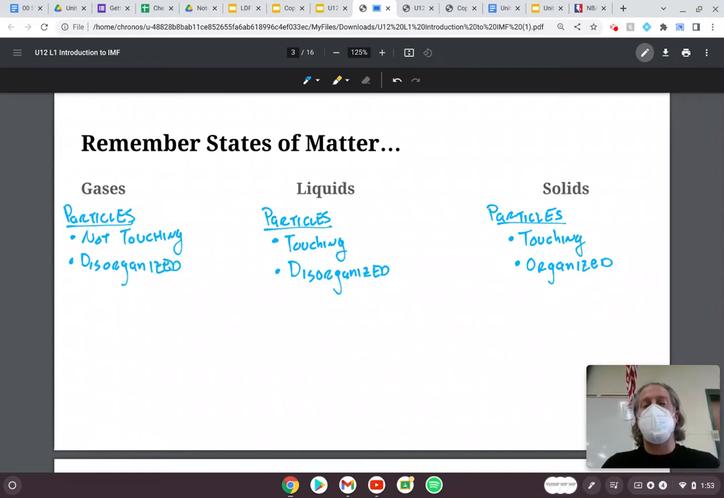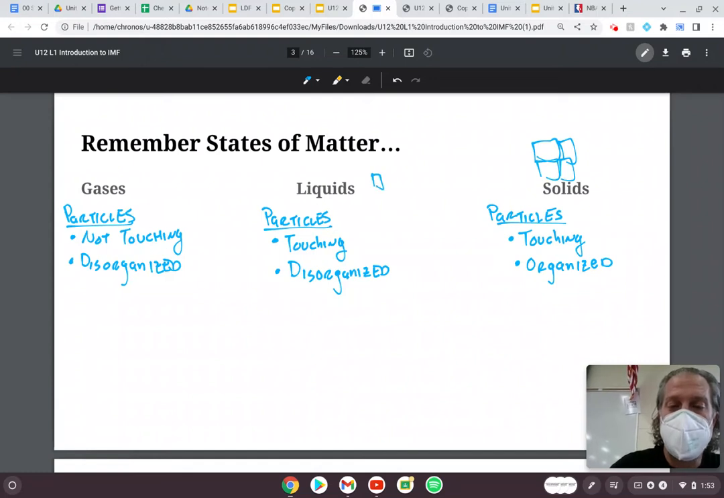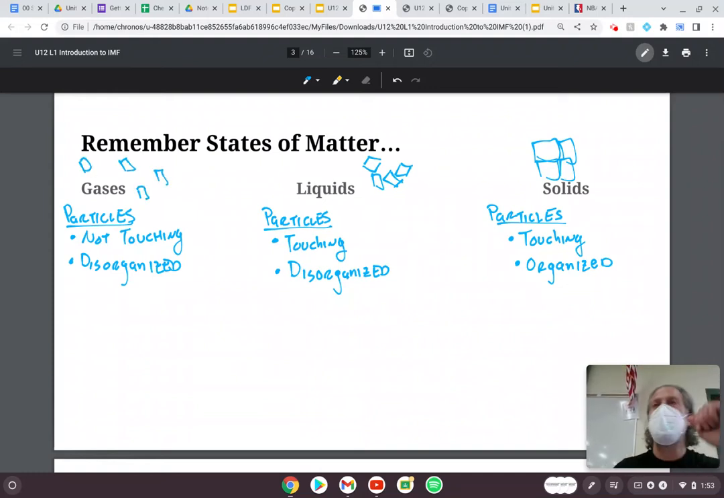When you think about it, go back to the model of matter diagrams that we drew. For a solid, we would generally draw a couple of particles stacked on top of each other. For a liquid, we would draw particles that were touching, but kind of cattywampus. And for gases, we would draw particles that were free, not touching, and just flying around. So that's how we would generally quantify a solid, liquid, or a gas.